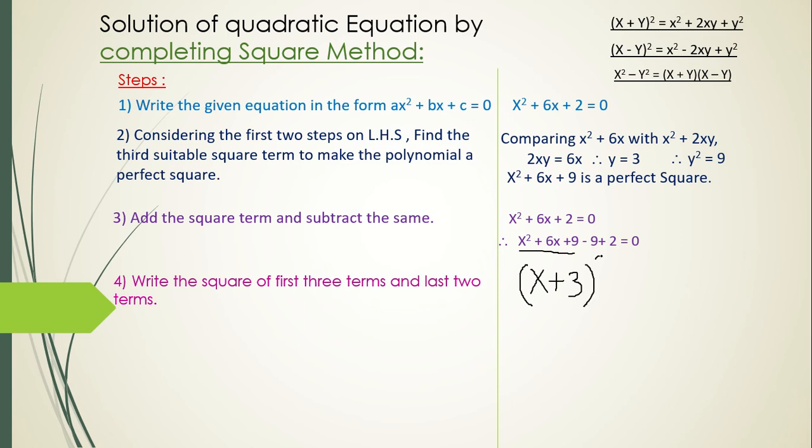This is x plus 3 the whole bracket square, and this is what? Minus 9 plus 2 is minus 7, is equal to 0. So this minus 7 also you have to write as a square term, so that we should be getting a square minus b square here. Now we want it to be like a square minus b square. So 7 has to be written as minus 7. We can write it as root 7 square, because root 7 square is 7.